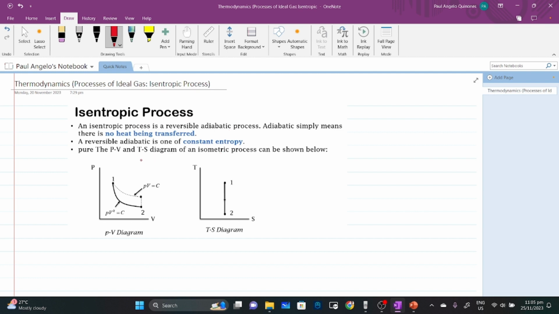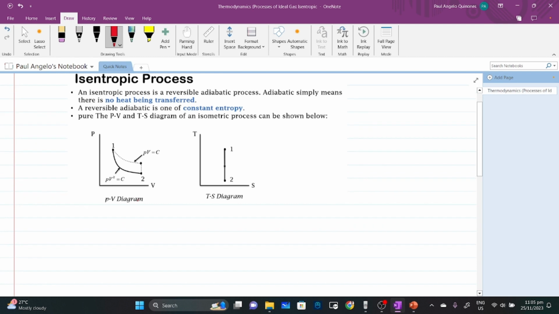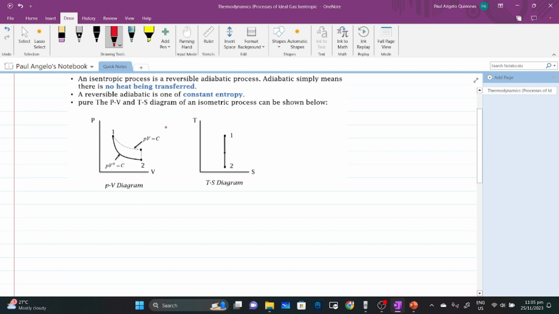Adiabatic. Okay? As you can see in the graph, PV is equal to C, that is your isothermal. Basically, it differentiates the graph between the isothermal and the isentropic process. The isentropic process follows this relationship, PV raised to K is equal to C. Let's write that down: PV raised to K is equal to C. It is represented by a straight vertical line in your TS diagram, because as you can see here, your entropy is constant.